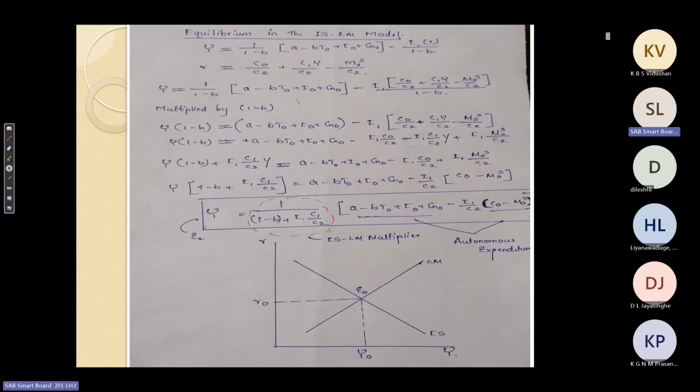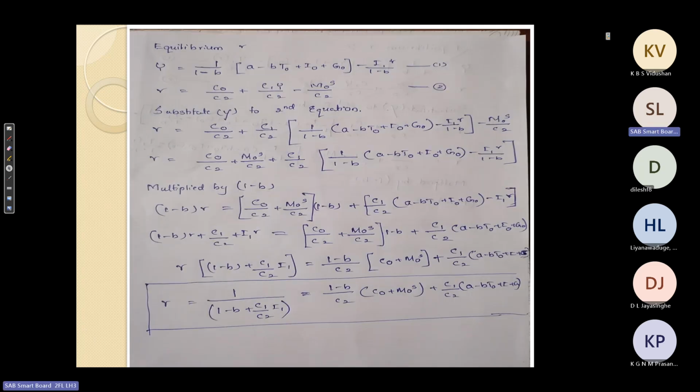So this Y0 is the equilibrium income, right? And in the same way you can derive the equilibrium interest rate. What you have to do is get the LM curve equation and substitute Y into it, and then you can solve it and identify the equilibrium interest rate. You get the same multiplier, but with a different right-hand side.